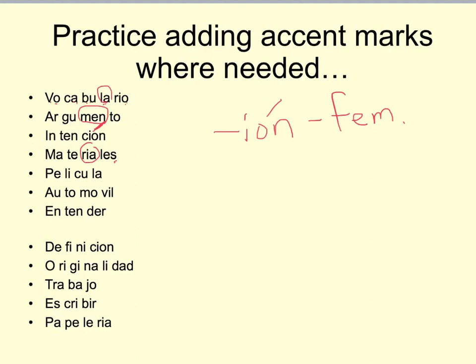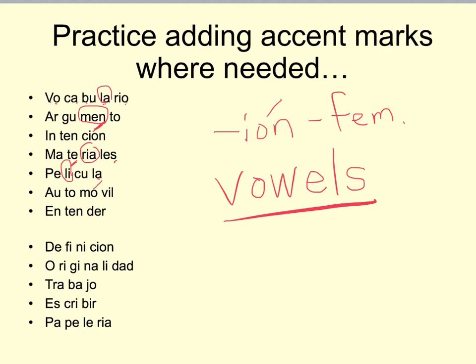Película, película. You can hear the stress is on the lí, and yet this word ends in a vowel, so a written accent mark is needed because we have to move the stress over. Another thing, by the way: only vowels have accent marks on them. You do not put accent marks on consonants, okay? Automóvil, automóvil. You hear it? The stress is on the mó.